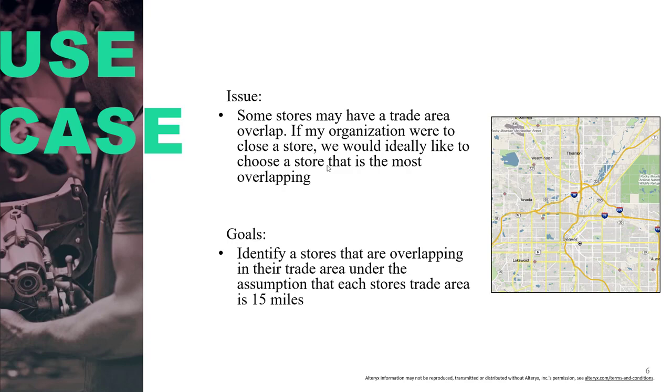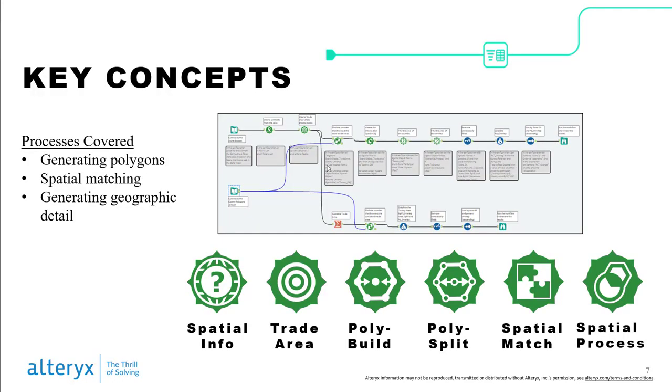But what I want to show you next is some of the things that you're going to need to accomplish this. Okay, so here are 6 set of tools that we'll be using from a spatial standpoint to achieve our desired result. One is the spatial info, one is the trade area, polybuild, polysplit. We actually will not be using those in this workflow. It will be in a separate one that I'll upload as a part of this presentation as well that will be available on community. And then spatial matching, which will be a part of this, and spatial processing, which will always be a part of it.